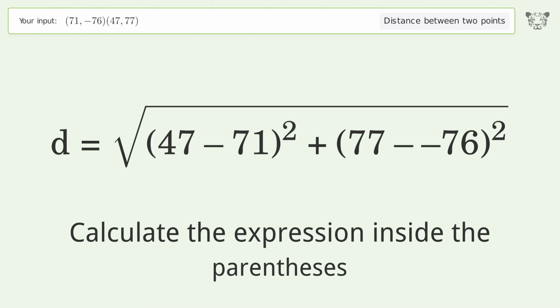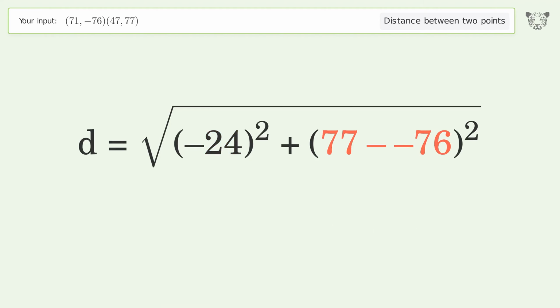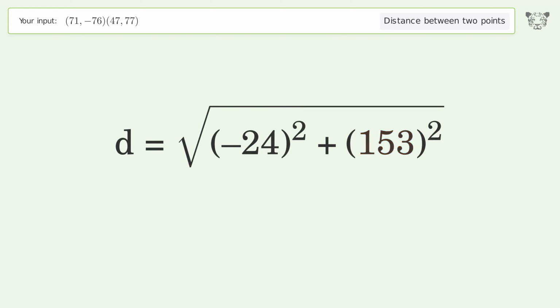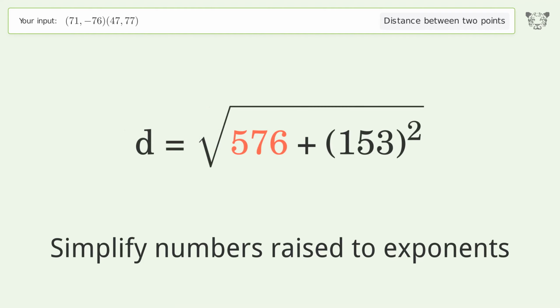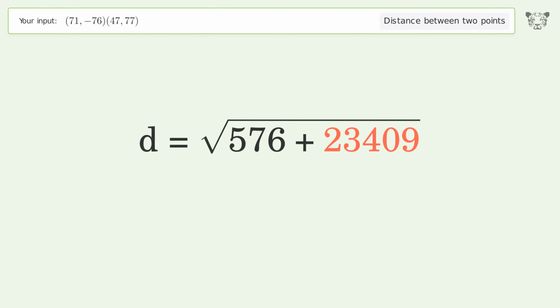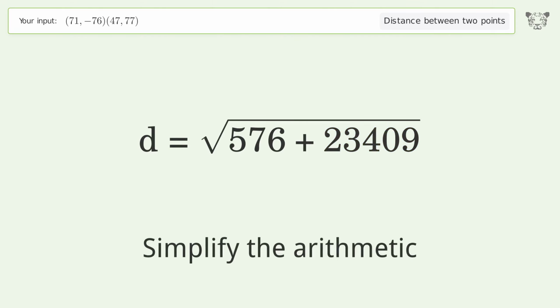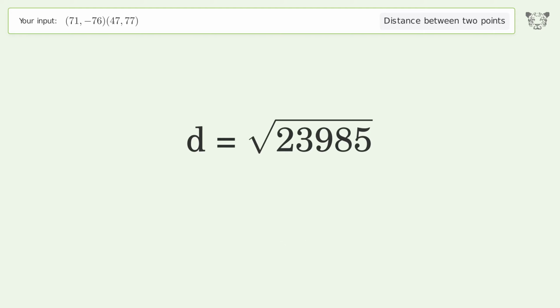Calculate the expression inside the parentheses. Simplify numbers raised to exponents. Simplify the arithmetic. And so the distance between the 2 points is the square root of 23,985, or 154.871.